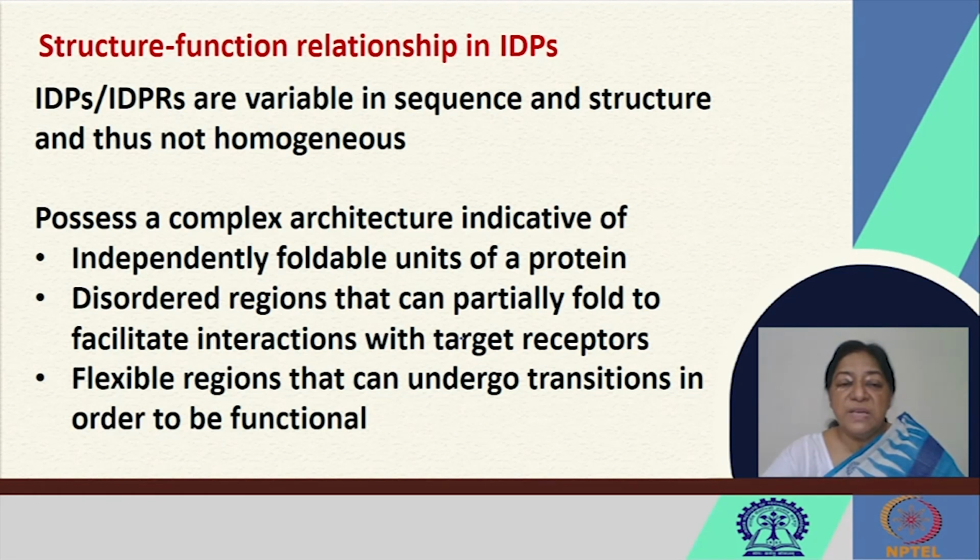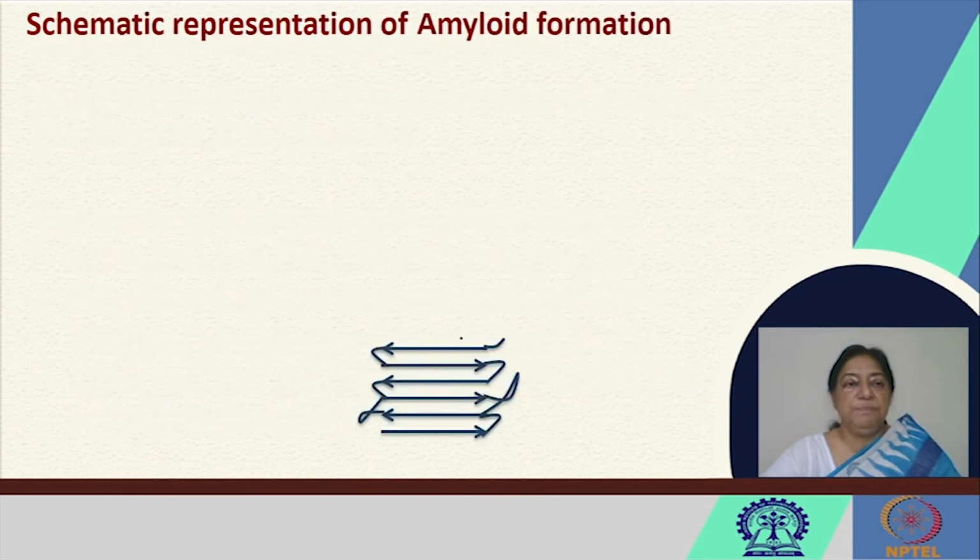There can also be flexible regions that can undergo transitions to ordered regions in order for them to be functional. So this transition from a disordered to an ordered region again looks at entropic and enthalpic factors that are interesting for the binding folding characteristics of the IDPs.